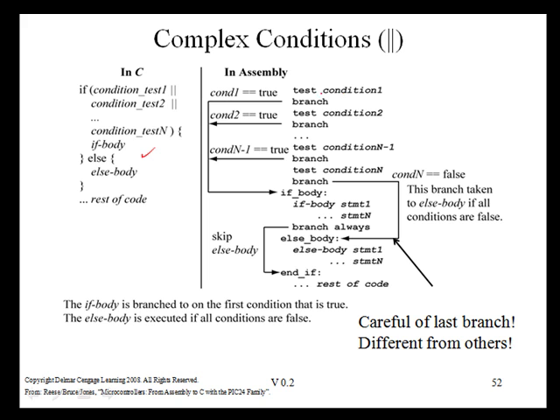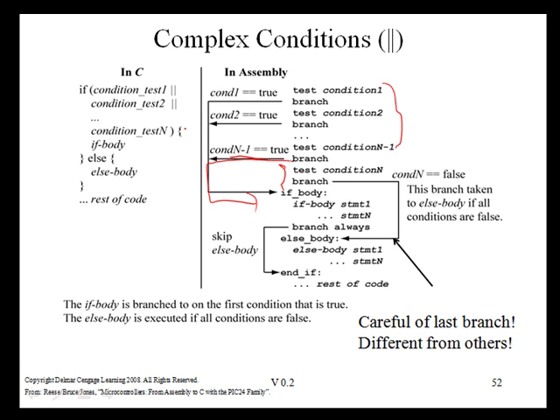Well, for the first condition here, we need to check the true condition. If that's true, then we're going to go ahead and jump and execute our if body. If that branch is not taken, then it means that the condition was false. And then we need to test condition 2. And we need to have a branch here for the true condition. If that condition is true, then we need to do the if body. And for all of these conditions here before the last one, we'll always be doing the true condition branch so that we could jump to the if body.